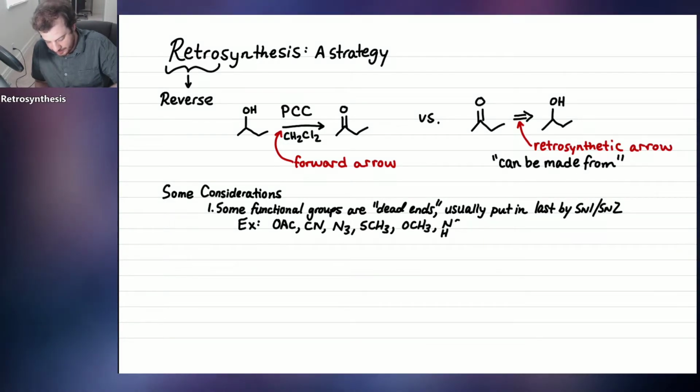An amine or a fluorine, these groups, they don't do anything. They're not good leaving groups. They just kind of do nothing. So if you see them in your molecule, put those in last.